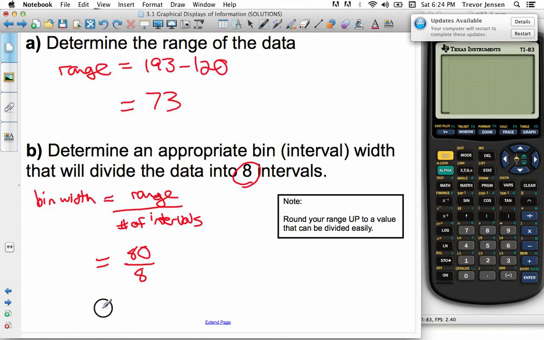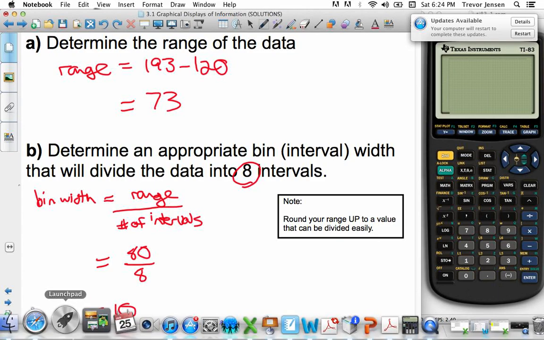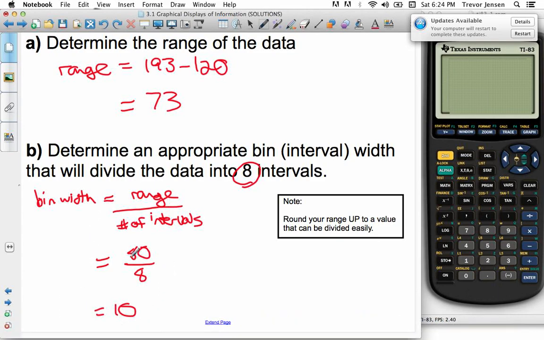80 divided by 8 is 10. So if I have my bin width be 10 and I have 8 intervals, that'll cover a range of 80. That's more than I need it to cover. I only need it to cover 73, but that's okay. At least it'll cover all of my data, and it'll go up by nice even numbers that'll be displayed nicely on my graph.